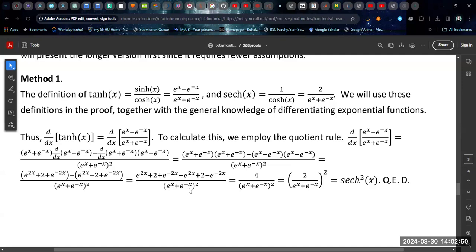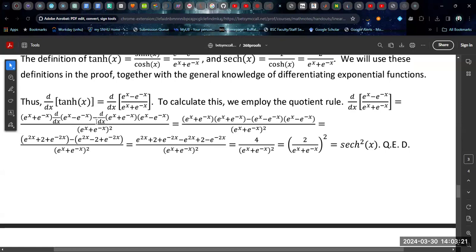And then again, my denominator, I don't have to FOIL it out or do anything because it's already in the form I actually want it to be in. It already has this form squared, so I'm good. And so when I cancel out after FOILing, I then just have to write this as a square. And then I can see from my definition of hyperbolic secant that this is in fact hyperbolic secant squared.